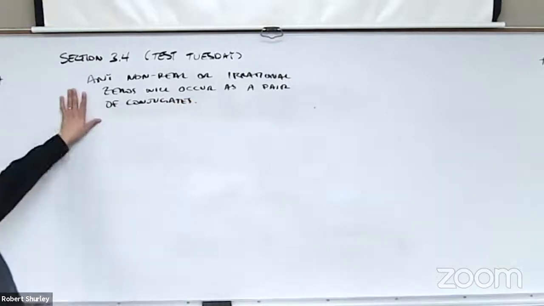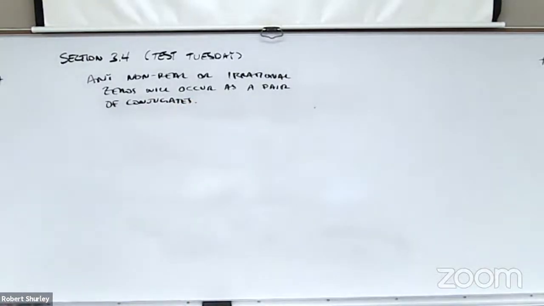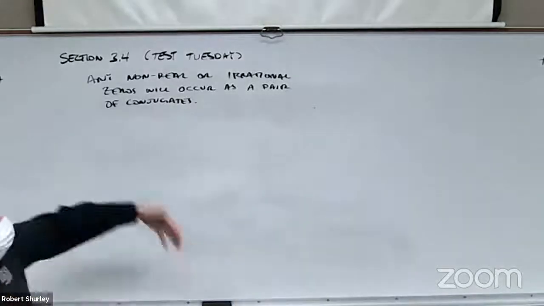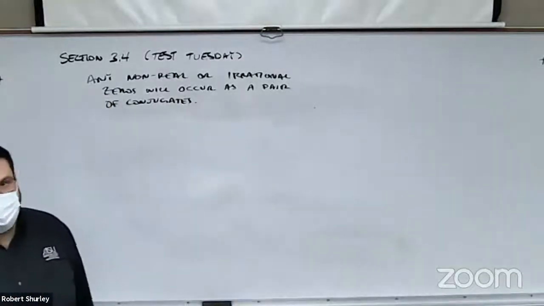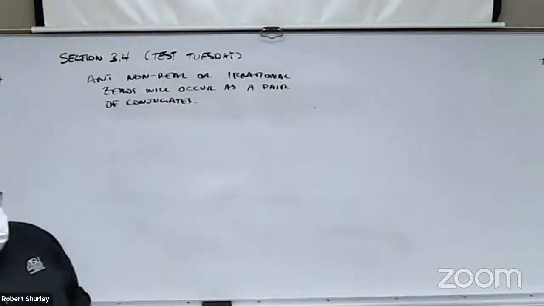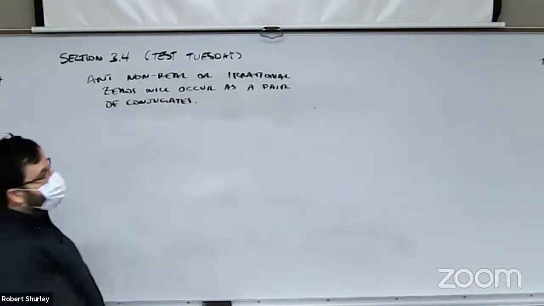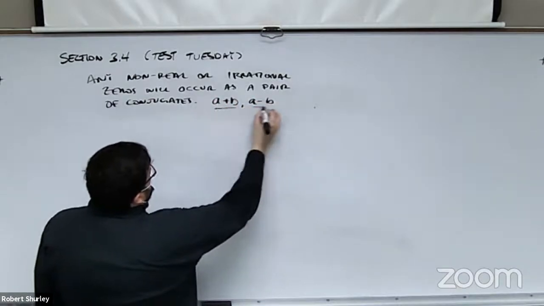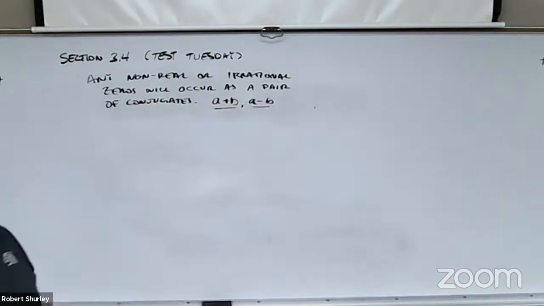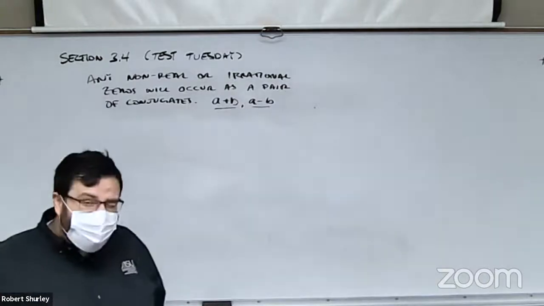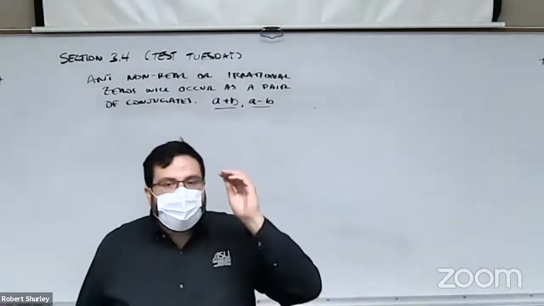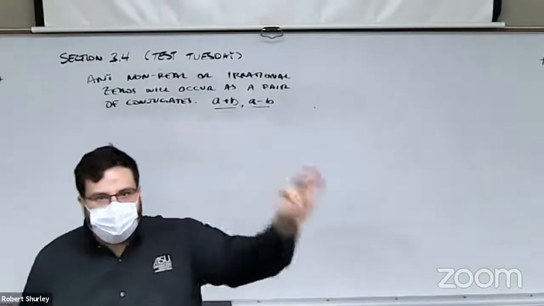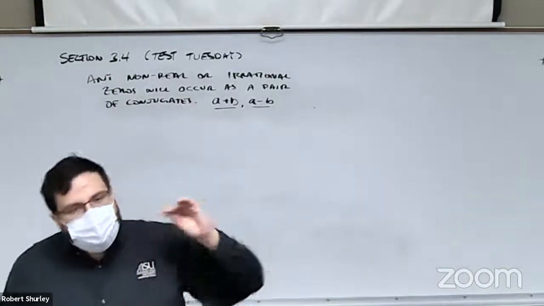So any non-real or irrational zeros will always occur as a pair of conjugates. I'll show you as we're working, you'll see an example of this, and I'll point it out and say, hey, look, there's that complex conjugate. But a conjugate, remember, is just a plus b, a minus b. So if we have imaginary solutions or zeros, they're always going to occur as a pair. And the same with irrational zeros. So it's kind of interesting.